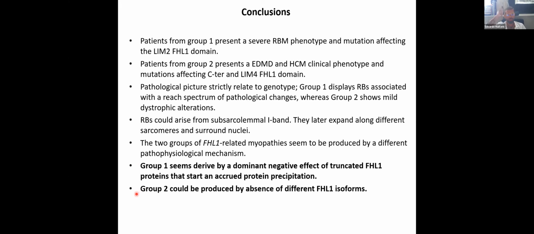In contrast, in the other group, we can hypothesize that it is more an absence of the different FHL1 isoforms that provokes an alteration of the skeletal muscle cell and produces a particular phenotype that is cardiac, in the form of hypertrophic cardiomyopathy, while the other presents muscular weakness but with a prominent contracture phenotype, showing an Emery-Dreifuss-like disease.